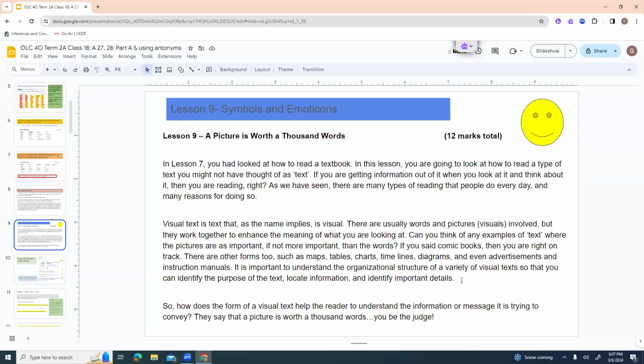Sometimes if you're reading, especially in a textbook, they'll say, look at figure 1.2, and they're expecting you to know how to look at that, understand it, and then come back to the text with that information in your head. So how does the form of a visual text help the reader to understand the information or message that it's trying to convey? They say that a picture is worth 1,000 words, so you can be the judge.